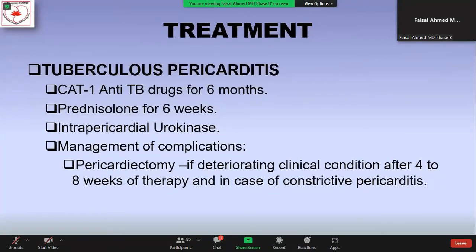Treatment includes extensive 6 months antitubercular chemotherapy with use of prednisolone and intrapericardial urokinase with a view to prevention of pericardial fibrosis. And if complications develop, like in case of constrictive pericarditis, or if there is deteriorating clinical condition even after 2 months of anti-TB therapy, patient should undergo pericardiectomy.